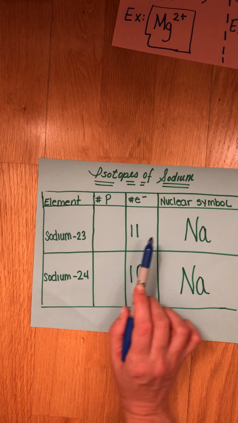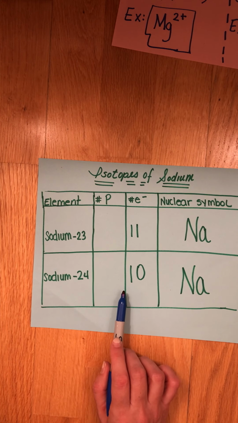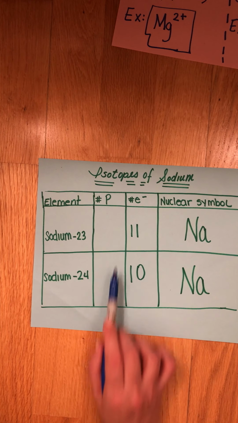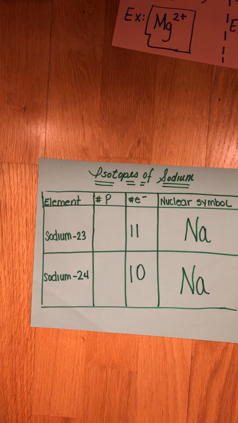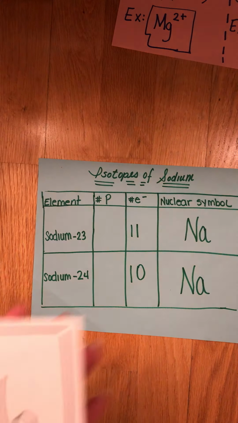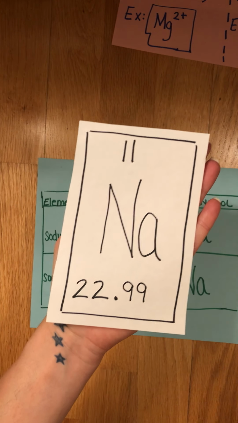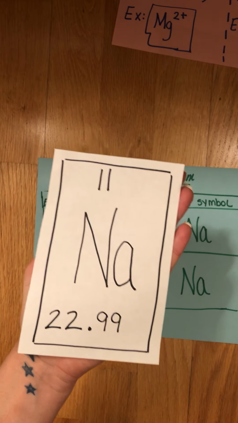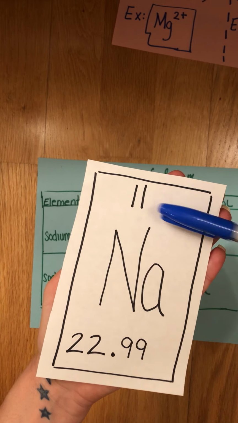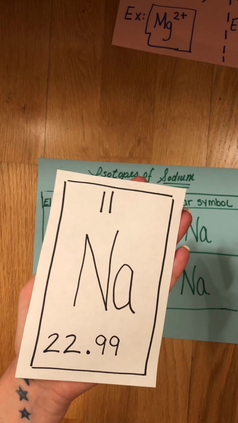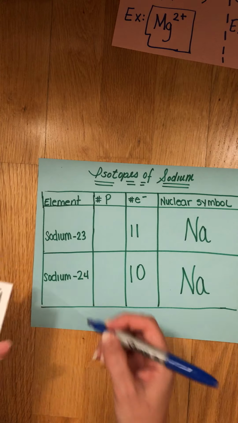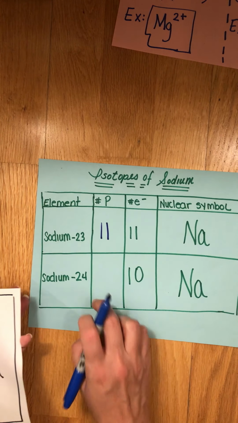So in this instance, I give you your electrons, and if you notice, my protons are not filled in. So how do I figure out my protons? Remember, go to your periodic table and find sodium. So here's sodium on my periodic table. Your atomic number on the top there is equal to your number of protons. So you have to get that from your periodic table if it's not given to you. So 11.